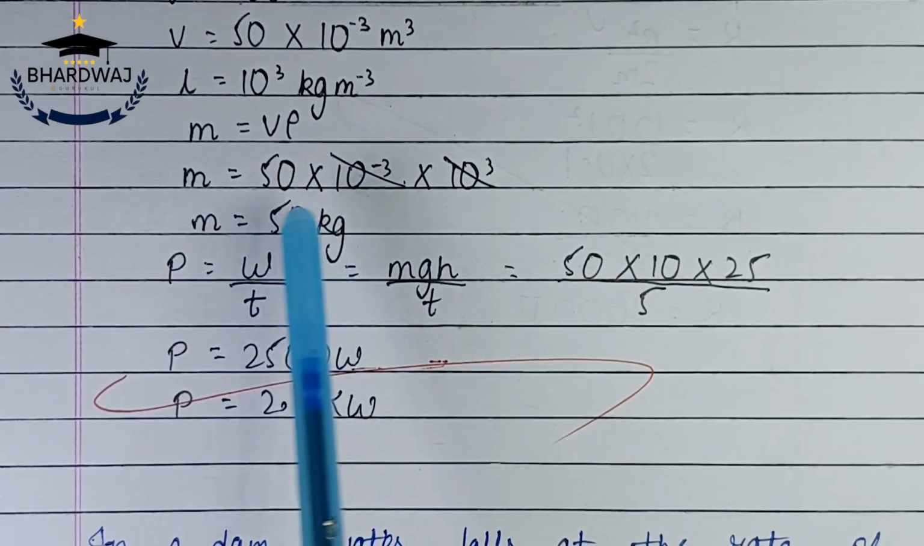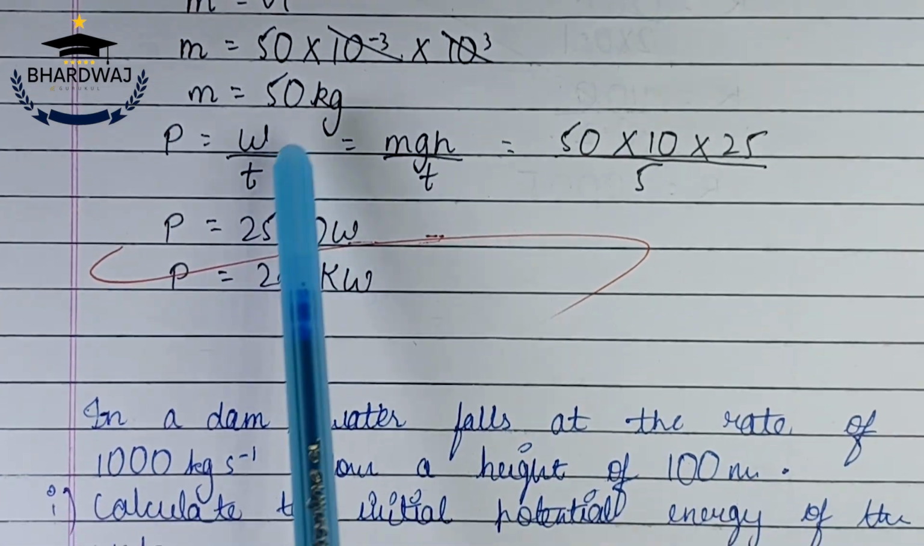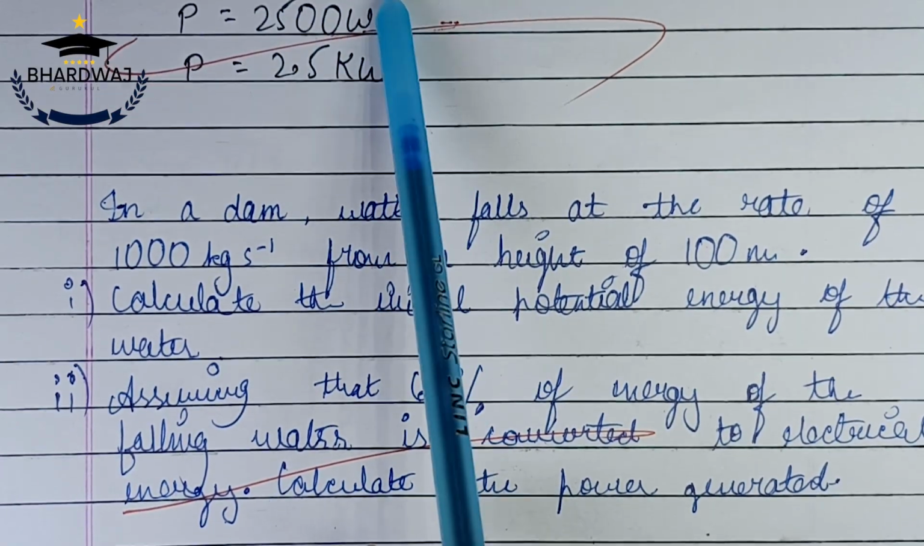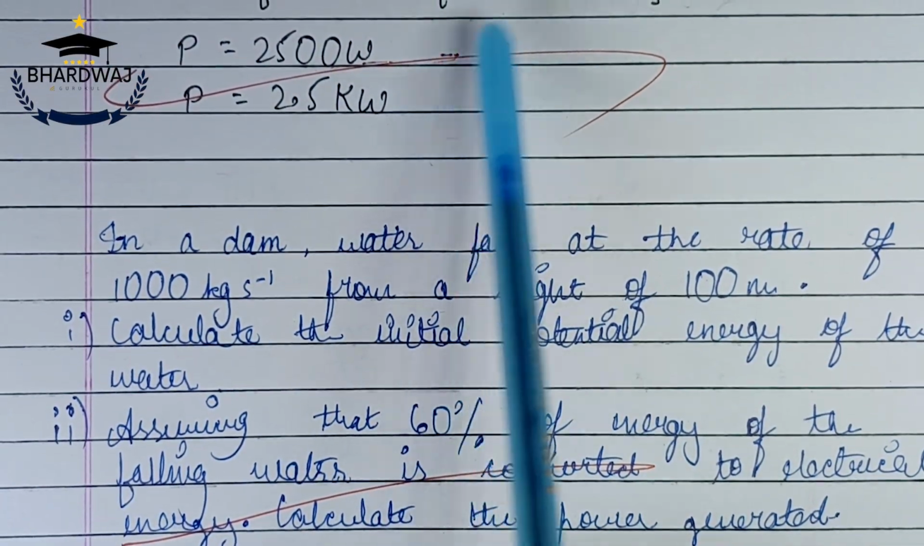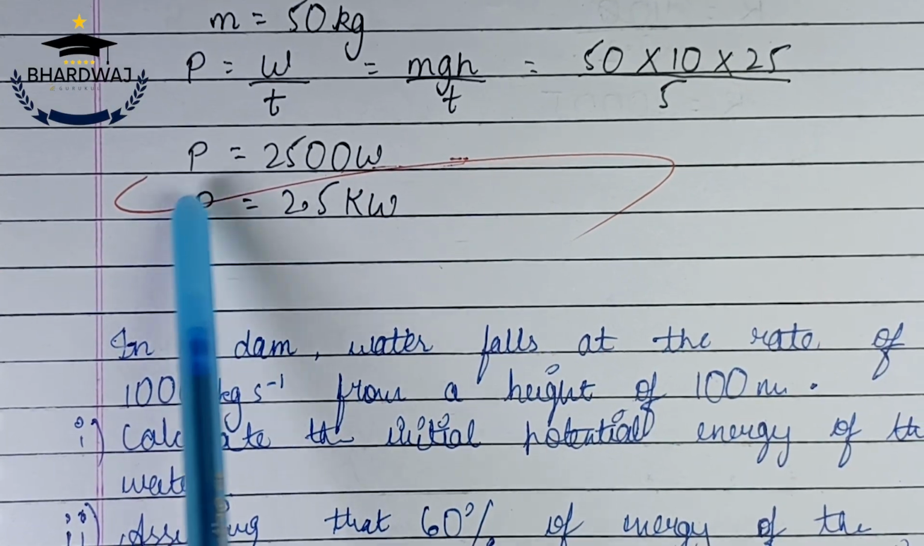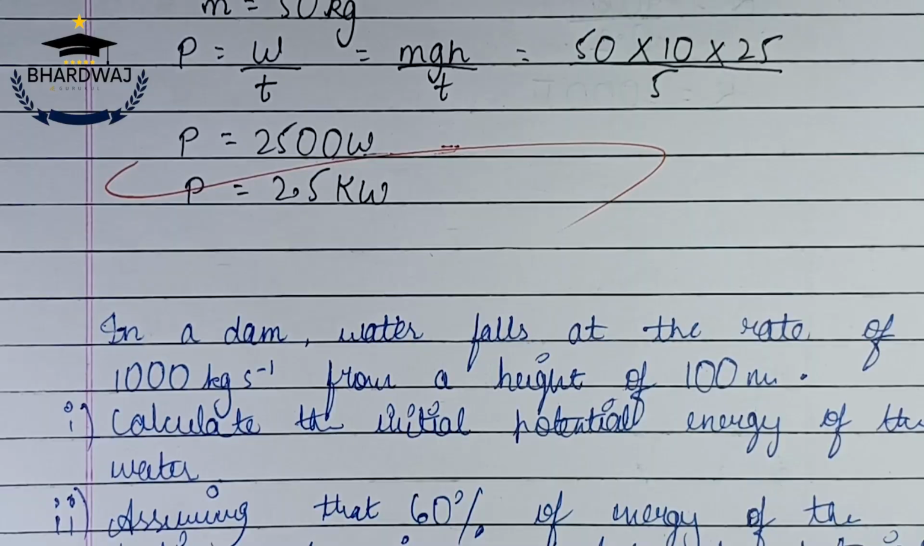putting values 50 into 10 the power minus 3 into 10 the power 3, so mass will come as 50 kg. Power is equals to work done upon time is equals to mgh upon time, 50 into 10 into 25 upon 5, so power is equals to 2500 watt, that is 2.5 kilowatt.